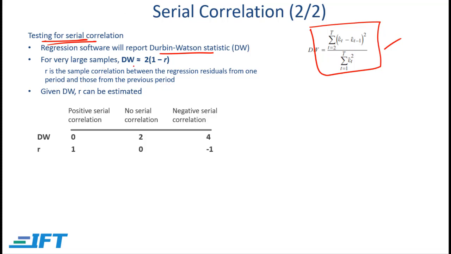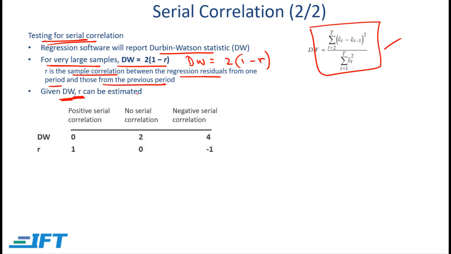The more important formula for you is this. The DW stat is equal to 2 times 1 minus the correlation. For this formula, we have to use very large samples. So given large samples, the DW stat is approximately equal to 2 into 1 minus R. R is the sample correlation between the regression residuals from one period and those from the previous period. So notice with this formula, if we have the DW stat, then the sample correlation or R can be estimated.